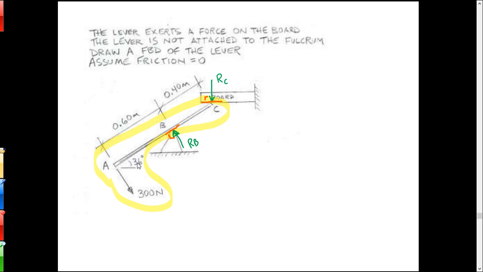Okay, and keep in mind also that we're showing the forces on the lever. We're not showing what the lever does to the board. We're showing what the board does to the lever. Okay.